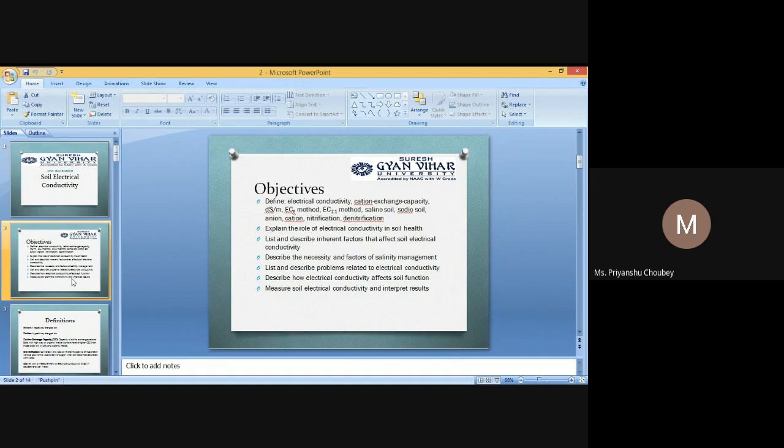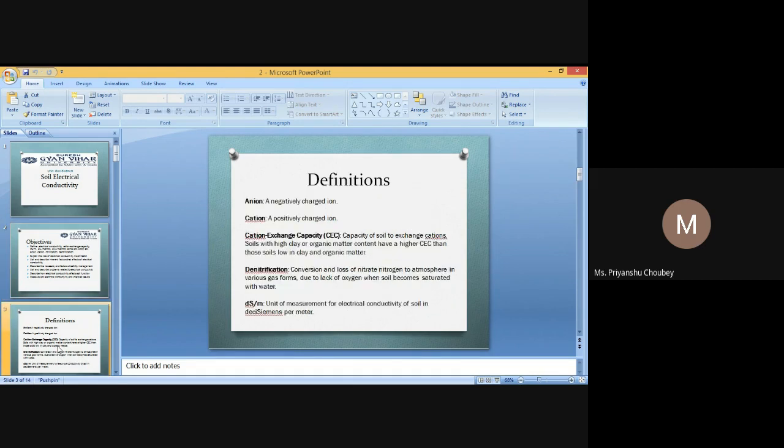So what are the objectives? Let's see. Define electrical conductivity, cation exchange capacity, deciSiemens per meter, the EC method, the EC 1:1 method, saline soil, sodic soil, anion, cation, nitrification, denitrification. Explain the role of electrical conductivity in soil health. List and describe inherent factors that affect soil electrical conductivity. Describe the necessity and factors of salinity management. List and describe problems related to electrical conductivity. Describe how electrical conductivity affects soil function, and measure soil electrical conductivity and interpret results.